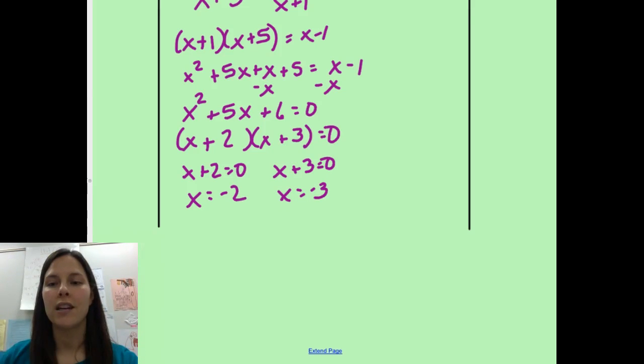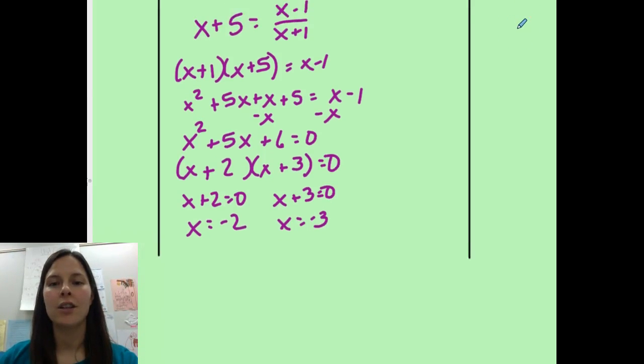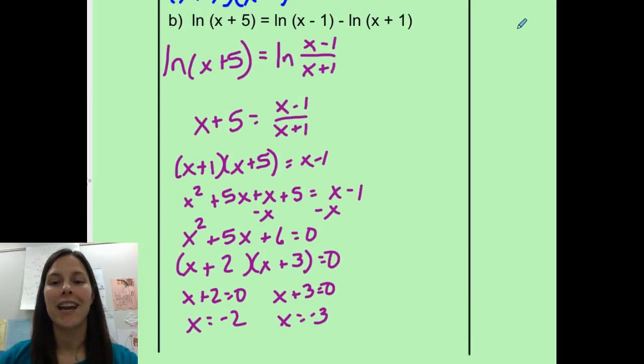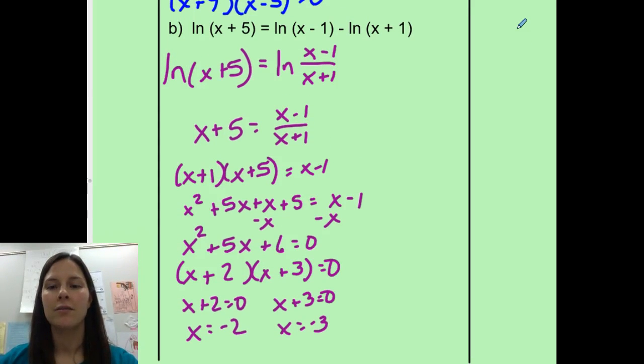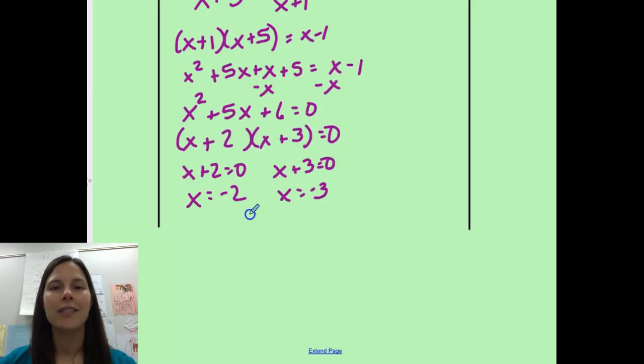Checking my solutions, they are both negative, so it doesn't look good that my initial equation has a solution at all. On the left-hand side, if I add 5 to both of my answers, they become positive. So it looks good so far. But on the right-hand side, when I subtract 1, negative 2 minus 1 is negative 3. Negative 3 minus 1 is negative 4. They are both outside the domain of a log, so we have no solution to this equation.